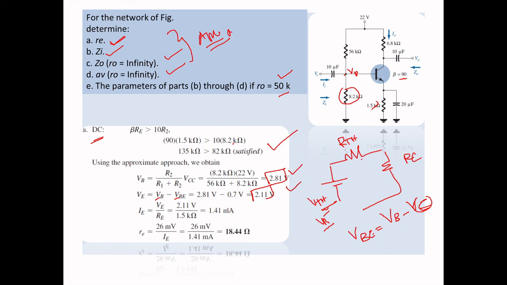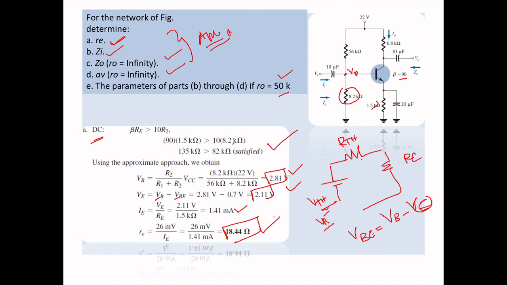Now I want to find the emitter current, then only I can find the AC emitter resistance. How will you find it? IE equal to VE by RE, so 2.11 volts divided by 1.5 kilo ohm, you will be getting 1.41 milliamps. Now I am going to find the AC emitter resistance, that is the dynamic resistance: 26 millivolt divided by IE, 26 millivolt divided by 1.41 milliamps. You will be getting 18.44 ohms.